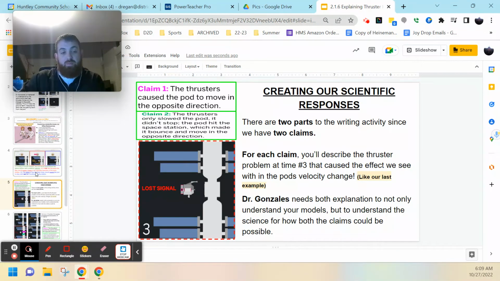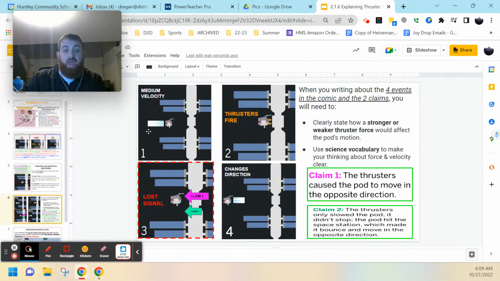So we have our comic that we've seen here. We know what was happening up to the time we lost the signal. We know the claims are going to be used to explain the change in direction we see here in velocity. So when you're writing about the four events for our two claims, we need to make sure we clearly state how a strong or weak force from the thrusters would affect the pod's motion and use our science vocab to explain our thinking about force and velocity.